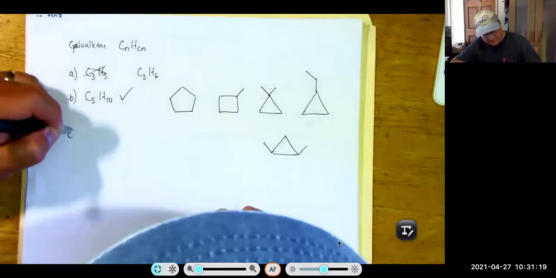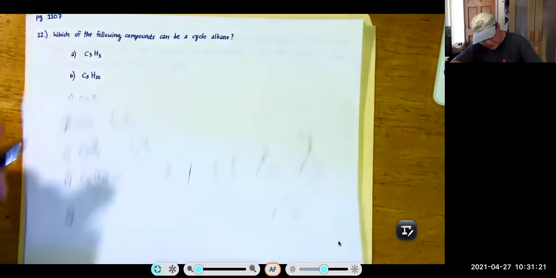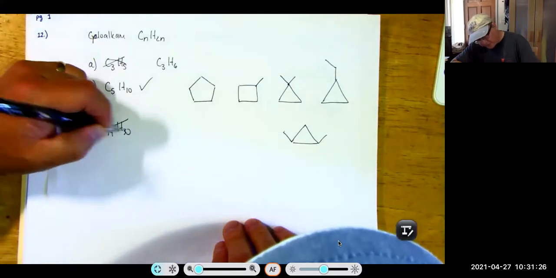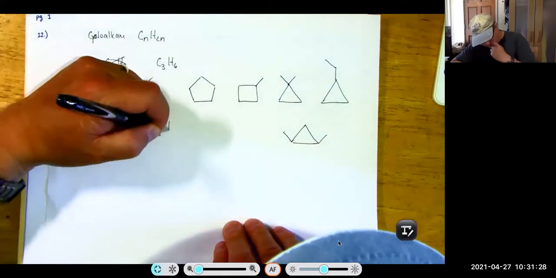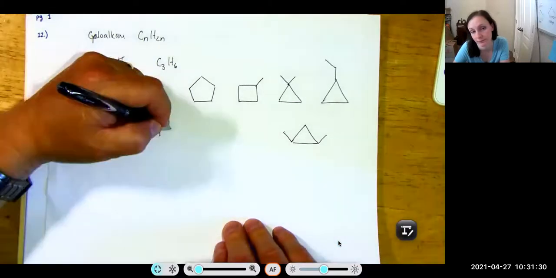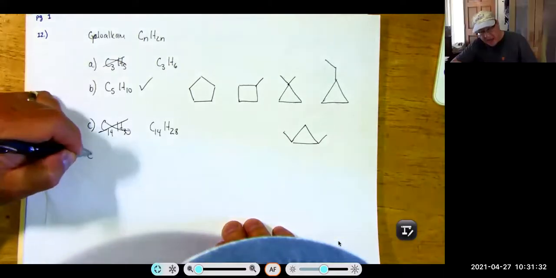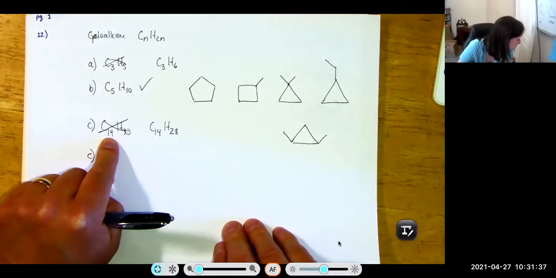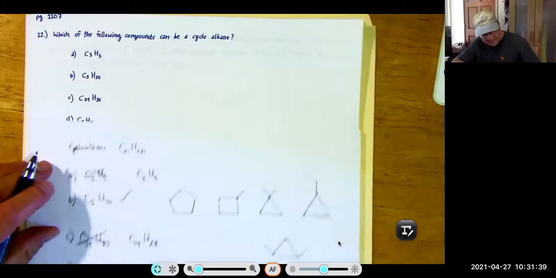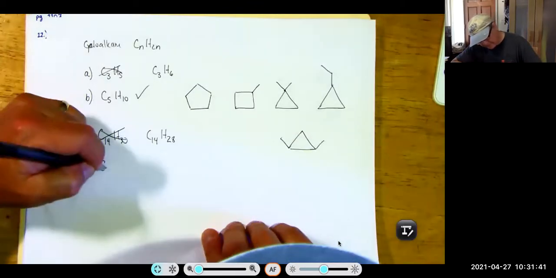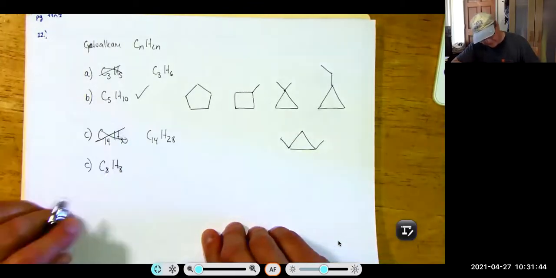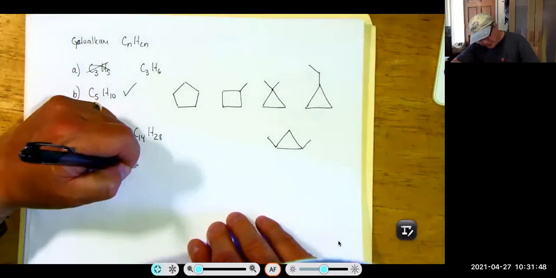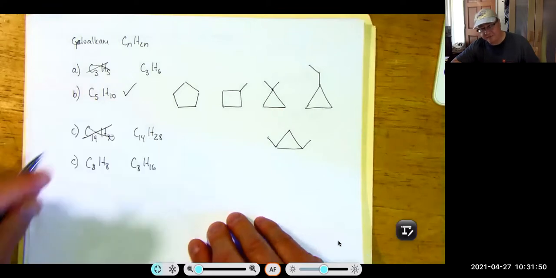C14H30. That doesn't work. It should be C14H what? 28. So this is an alkane, right? And then we have C8H8. It would have to be C8H16, so that one won't work either.